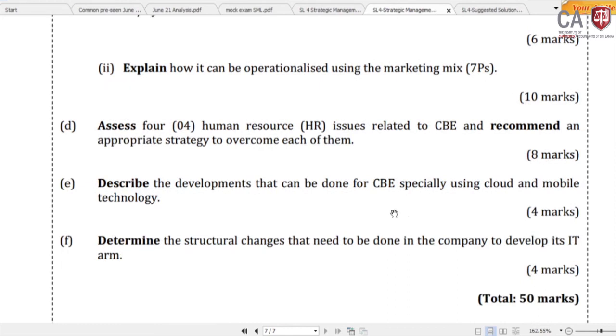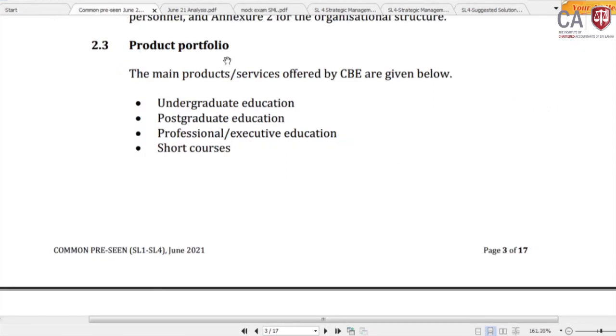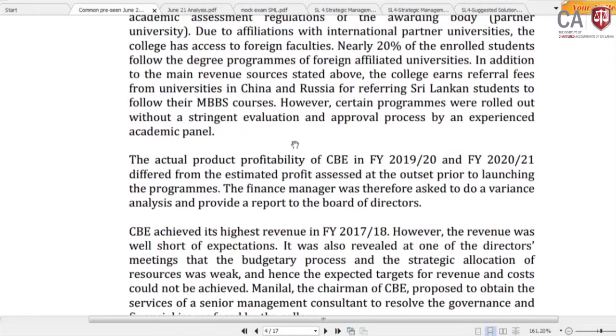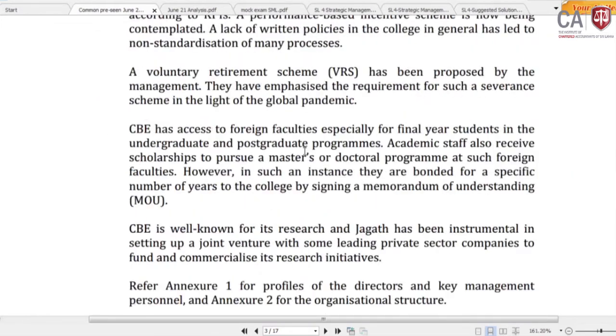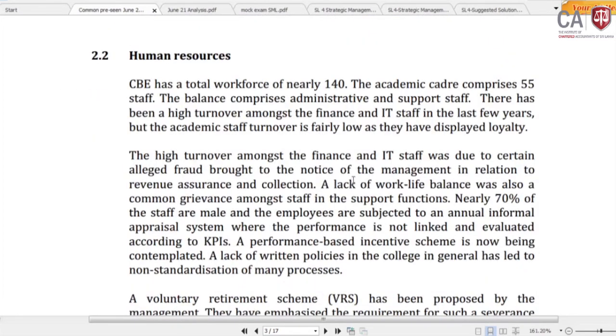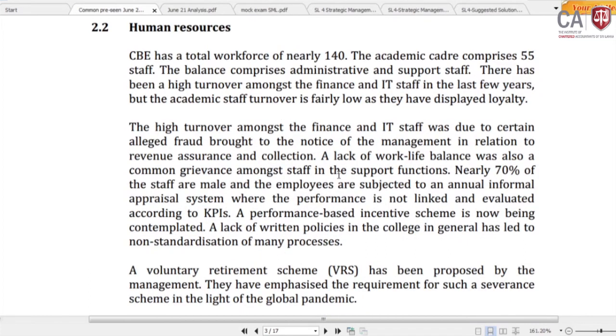Then part D. Part D is very simple, it is not a difficult one. Look at part D: assess 4 human resource issues relating to CBE, and recommend an appropriate strategy to overcome each of them. Actually, from the pre-seen we found a lot of issues, right. They have mentioned a lot of human resource issues here.